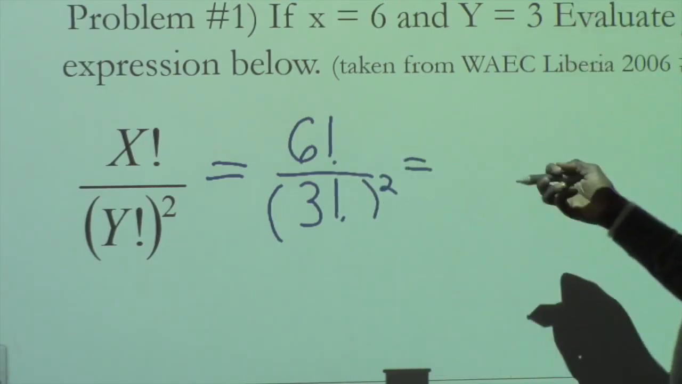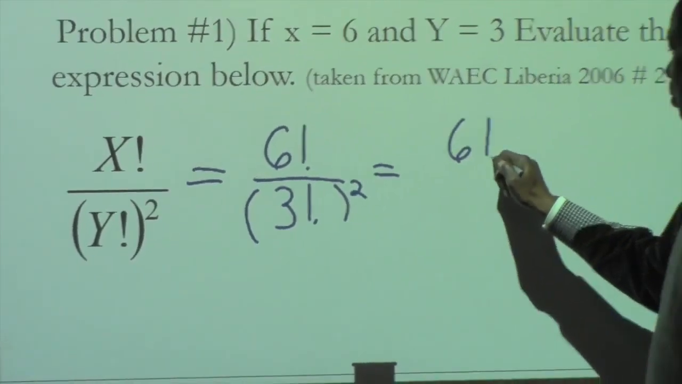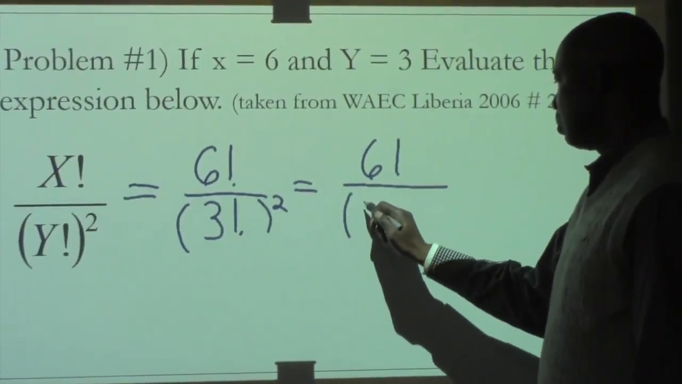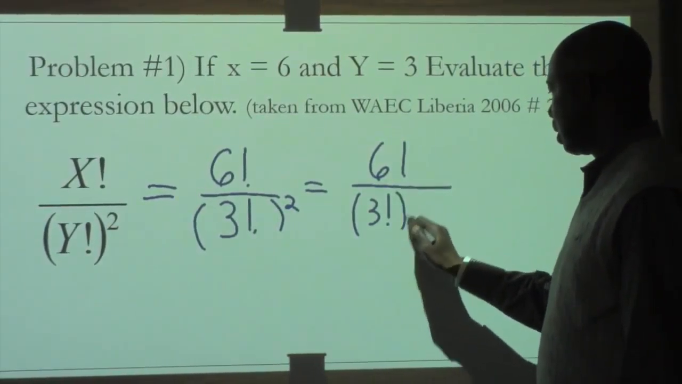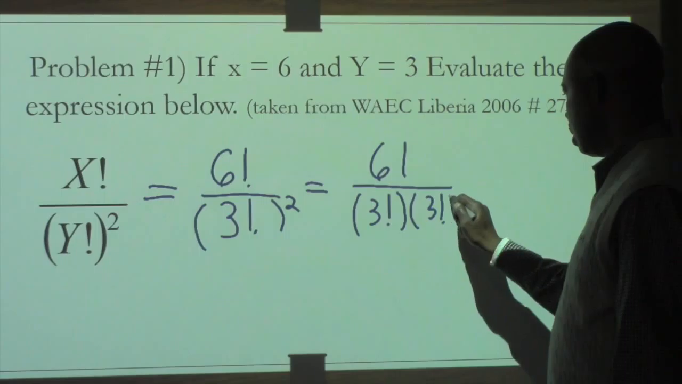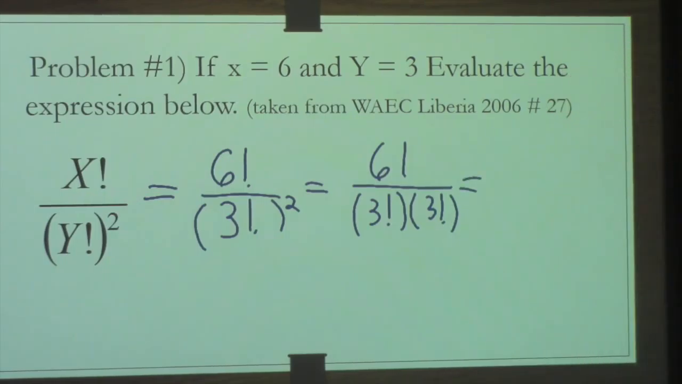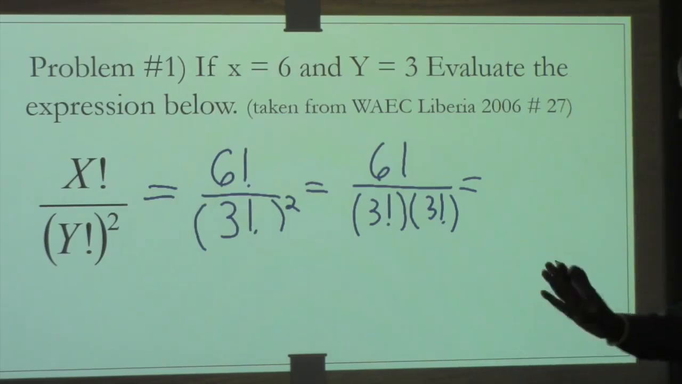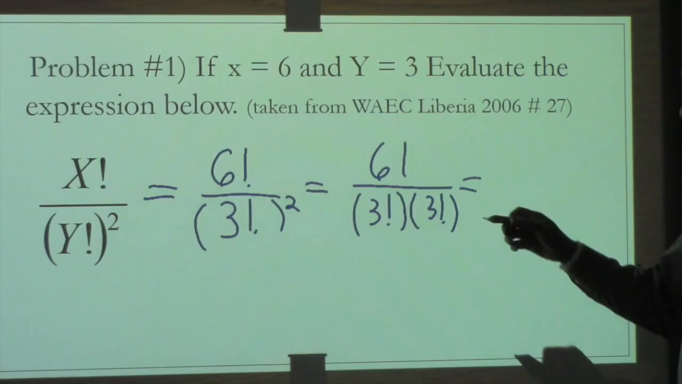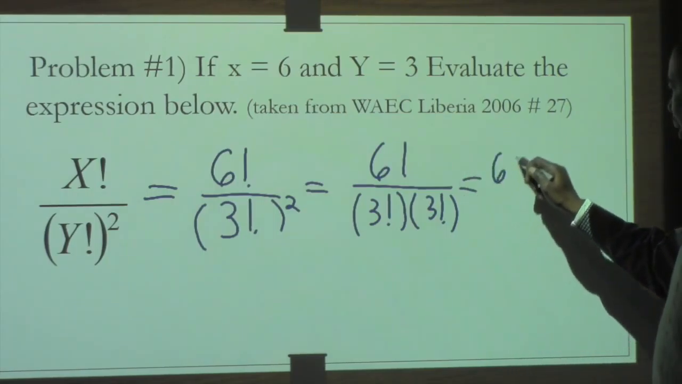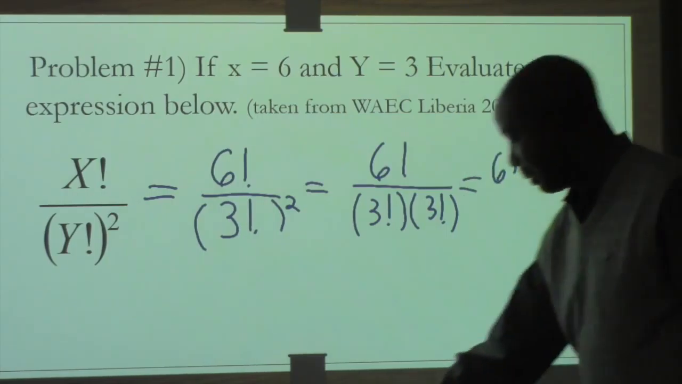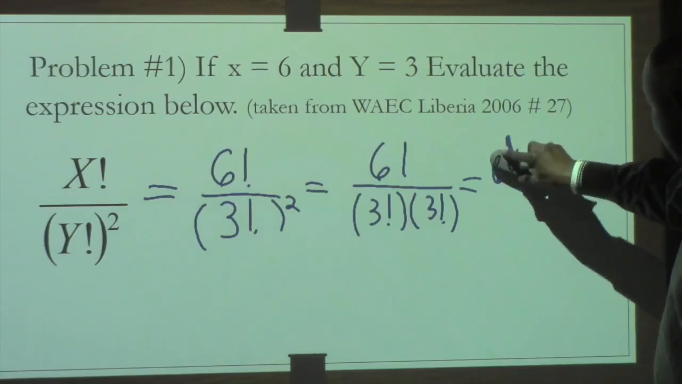Now, watch what I'm going to do. This is mathematics. It can be creative. So I'm going to do 3 factorial times 3 factorial. Is this right? Yes. 3 factorial squared means 3 factorial times 3 factorial. So I will do this to minimize the chance of using a calculator. So here's what I'm going to do. I'm going to write 6 factorial as 6 times 5 times 4 times 3 factorial.